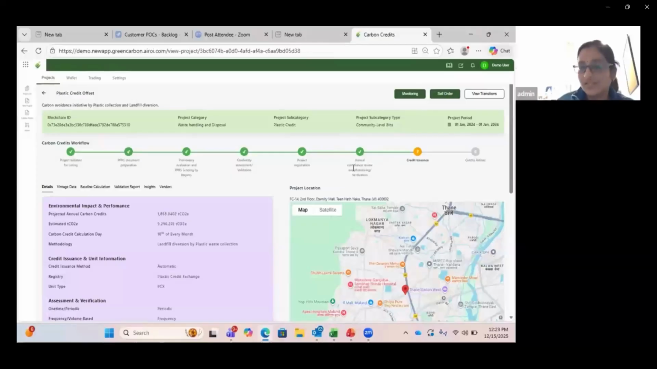Once the registry is convinced that this is a genuine project and it is eligible for credits, the credits are issued. And once the credits are issued, they come back into the platform and are blockchain enabled.